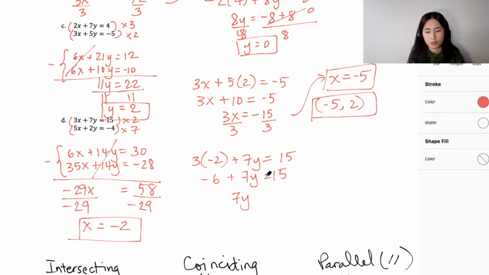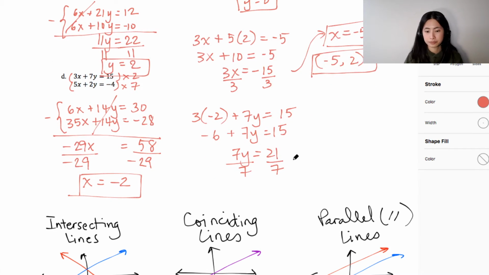So as you can see, if we isolate y on just one side of the equation, you're going to see that this is 7y, and this is 15 plus 6. So 15 plus 6 is equal to 21, right? So 21 on this side, and you have 7 to isolate y, you're going to get 21 divided by 7. So that's equal to 3. Okay, so that means my solution would be negative 2, comma 3.